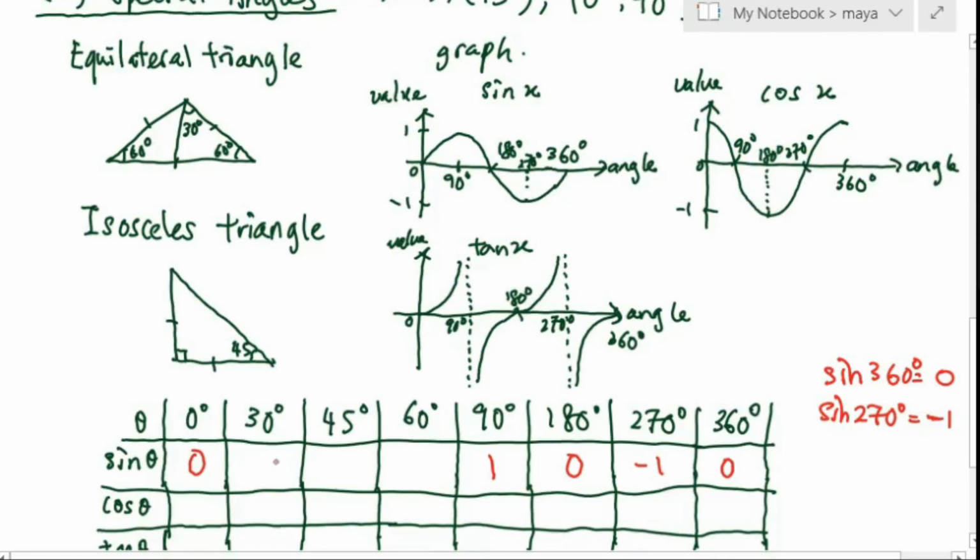Cos 0, the value is 1. Then when you cos 90, you come down, your value is 0. Cos 180, come down more, -1. And then cos 270 is 0. And then cos 360 is 1.